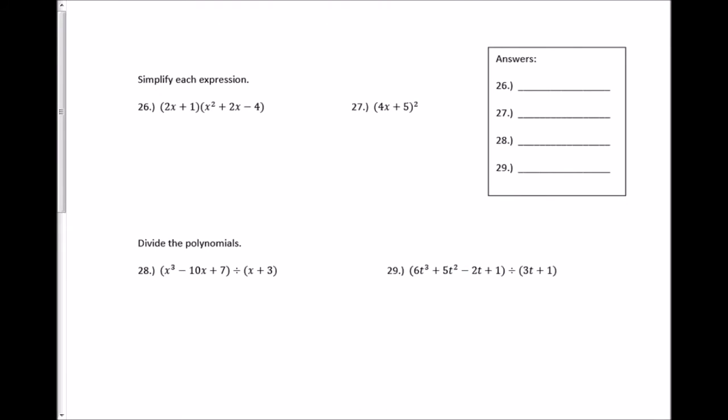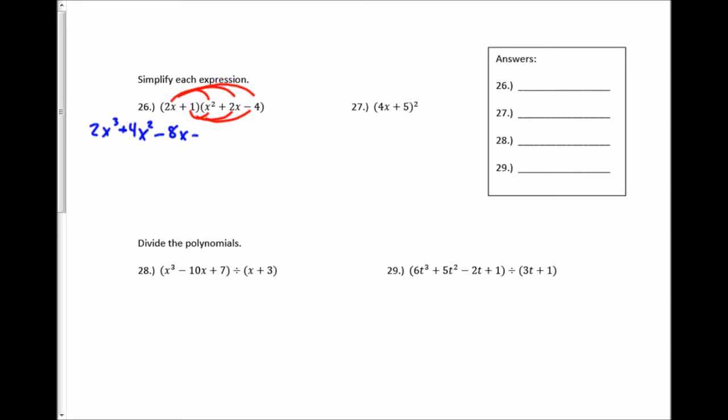For this one, it asks me to simplify each expression. So this one, I'm just going to multiply this out. So I'm going to distribute. So I distribute the 2x to each of these. When I distribute the 2x, that gives me 2x cubed plus 4x squared minus 8x. Then I distribute the 1.